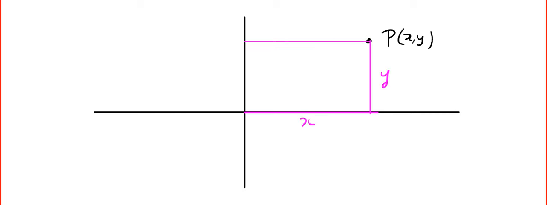Look at this. If one point is given by the coordinate X, Y, what will be this length? Of course X. What will be this height? That will be Y. This will be X. What will be this length? It will be X. This will be Y.